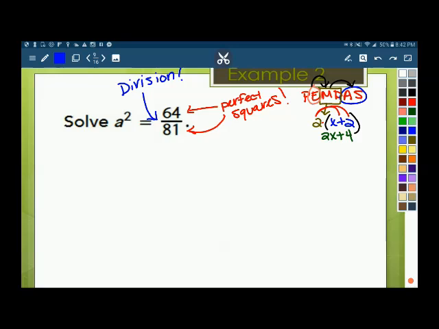So what we can do is distribute the exponent, which both squares and square roots are considered to be in the exponential category. So in the E category of, please excuse my dear Aunt Sally. I'm going to do the same process that I had before from example 1. I'm going to rewrite my equation. A squared is equal to 64 over 81.